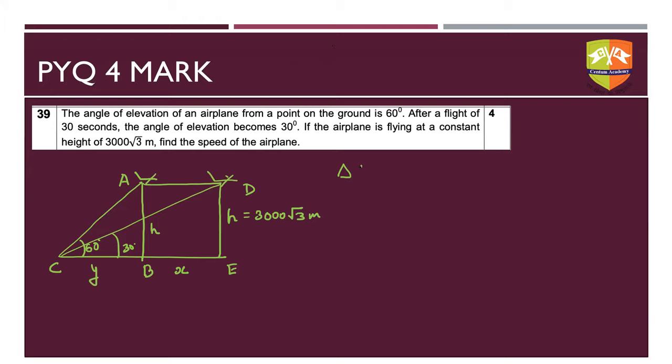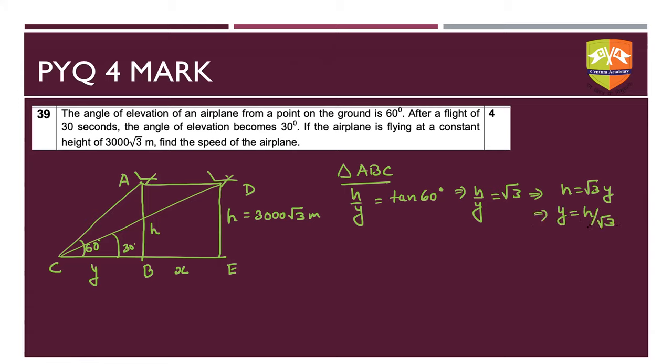So in triangle ABC, what do I know? H upon Y is equal to tan 60 degrees. Okay, this is equation number one. You can simplify. H upon Y is root 3. This implies H is root 3 Y, or Y is H upon root 3, right? Okay, now next, I don't need Y, hence I am writing in terms of Y.